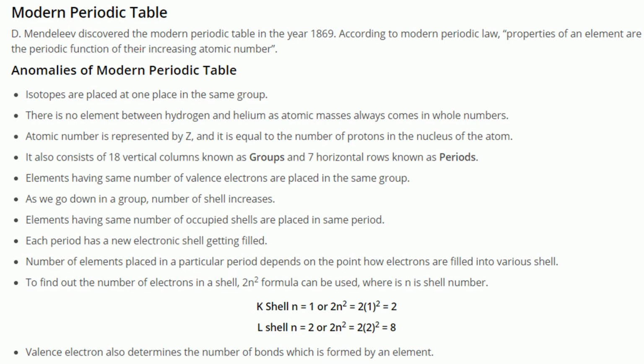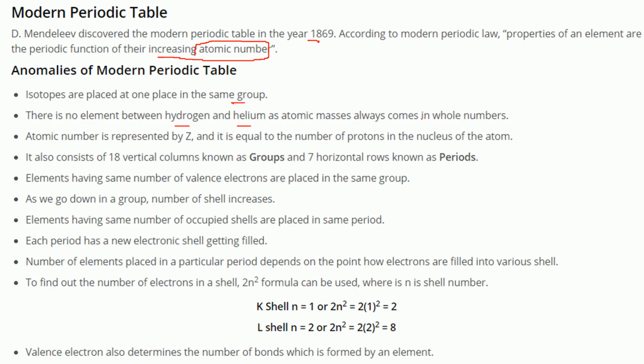Modern periodic table. According to the modern periodic table, the properties of elements are a periodic function of their increasing atomic number. Atomic number is the basis here. Isotopes are placed at one place in the same group. There is no element between hydrogen and helium, as atomic numbers always come in whole numbers.